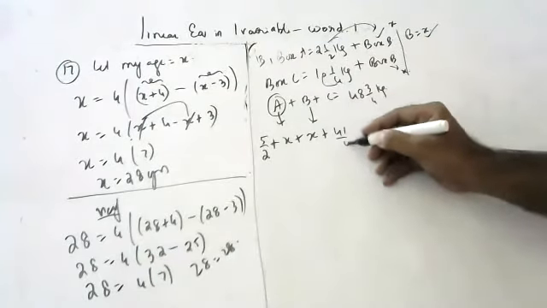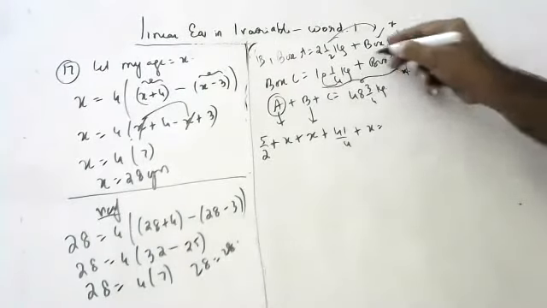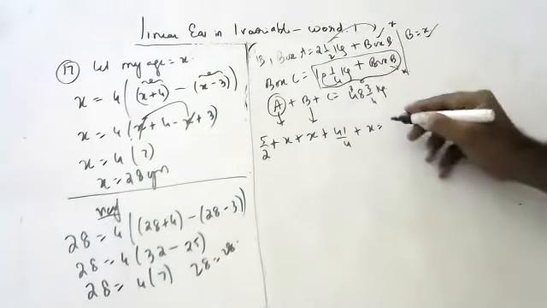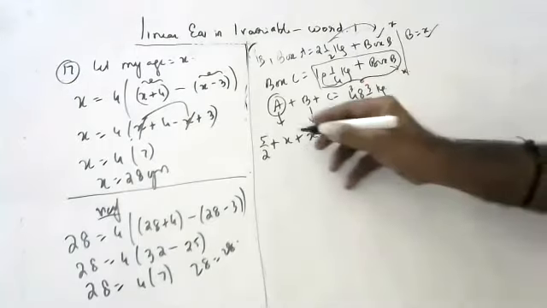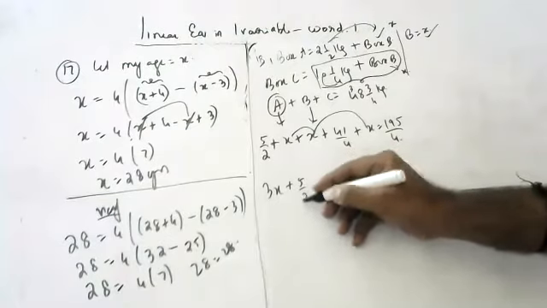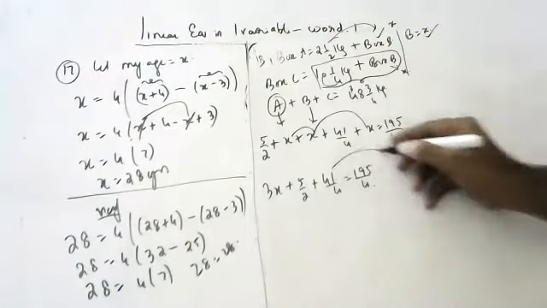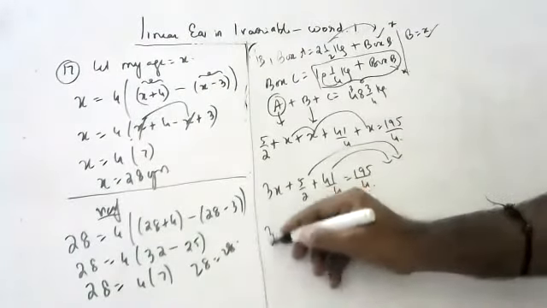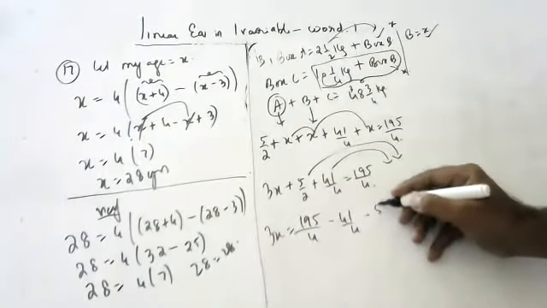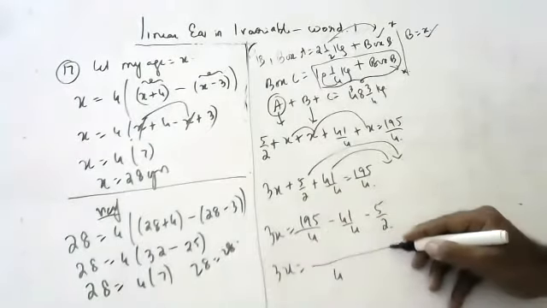41/4 plus X plus 41/4 plus X is equal to 195/4. X plus X plus X, so how much? 3x plus 5/2 is equal to 195/4. 3x is equal to 195/4 minus 41 minus 5/2.